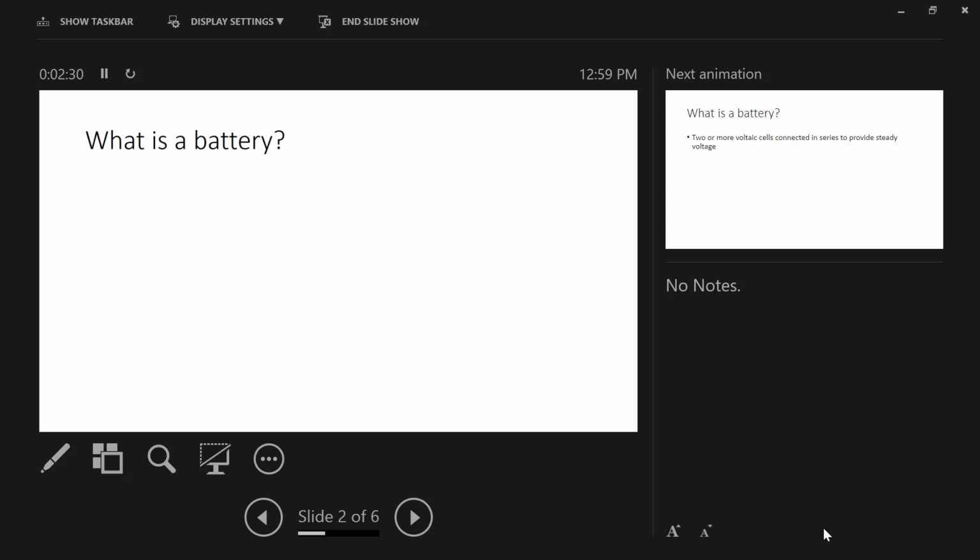I'm going to define a battery for you in such a way that's going to be frustrating because my definition of a battery is going to include two words that you probably don't know what they mean. Here we go. A battery is two or more voltaic cells connected in series to provide steady voltage. Two or more voltaic cells connected in series to provide steady voltage.